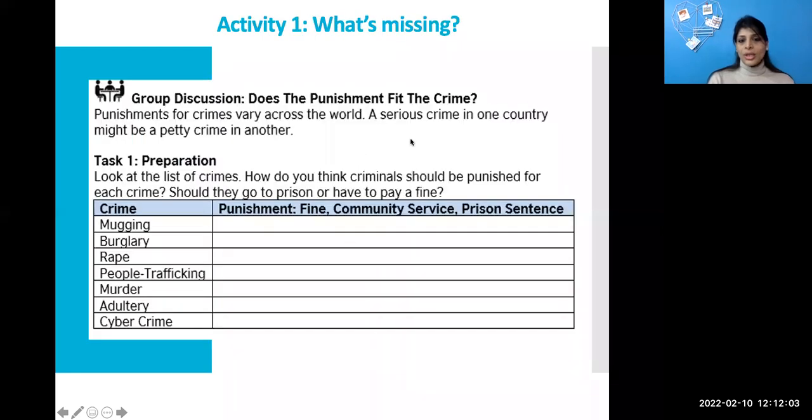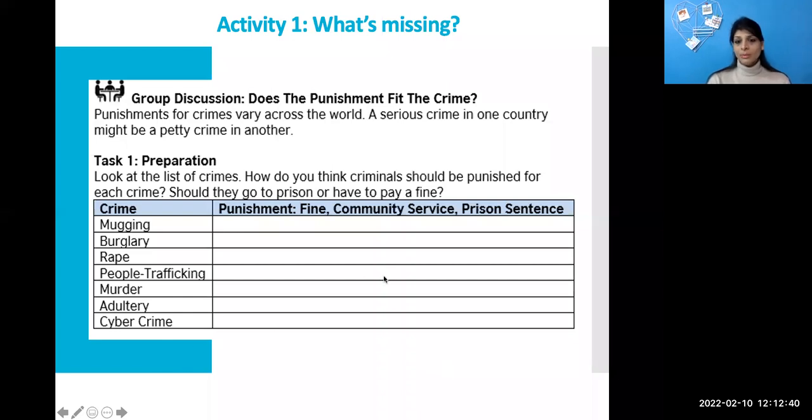So here we have an example of a group discussion activity. Why don't you have a quick read? As we can see here, learners have been given a list of crimes, and they are required to decide on punishments for each crime.